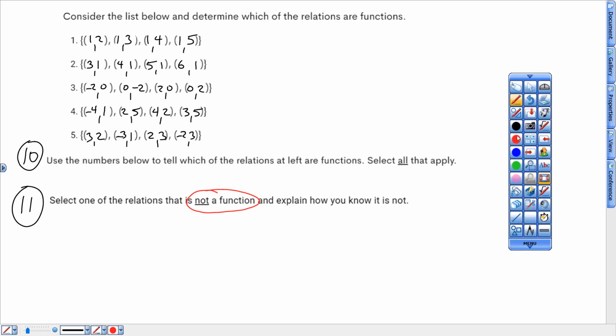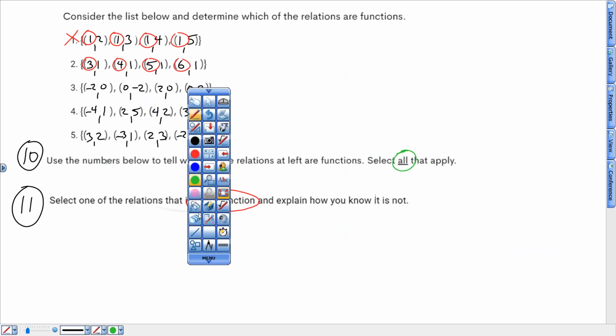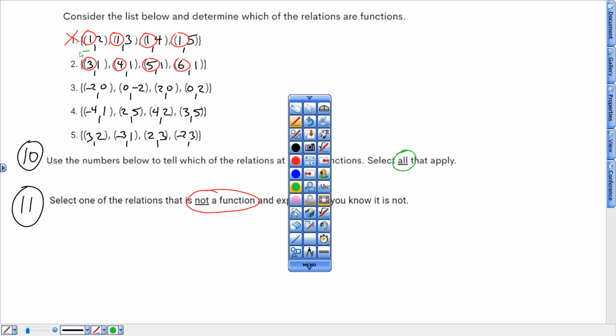So here we go. That first one, I have my inputs 1. All of those repeat. So that one is not a function. So that 10th problem wants you to select ones that are functions. So read carefully. That one's not a function. So don't select that one. This next one, 3, 4, 5, 6. None of those x numbers are repeating. So that one is a function. Select that one. Number 2.